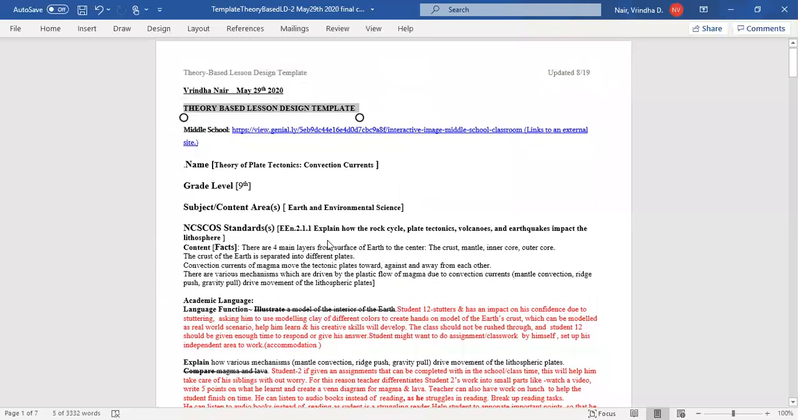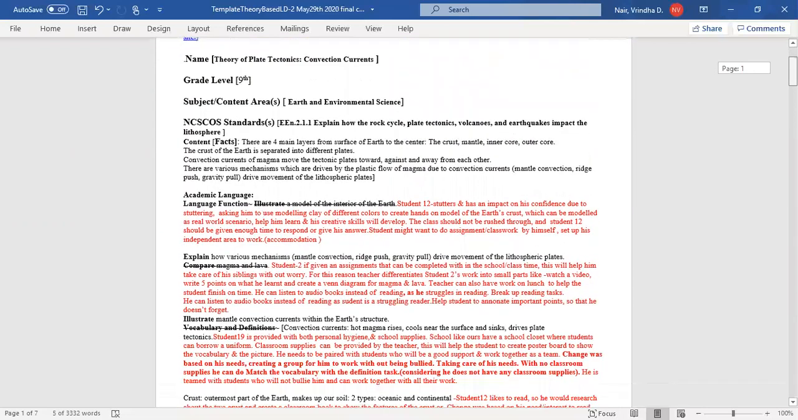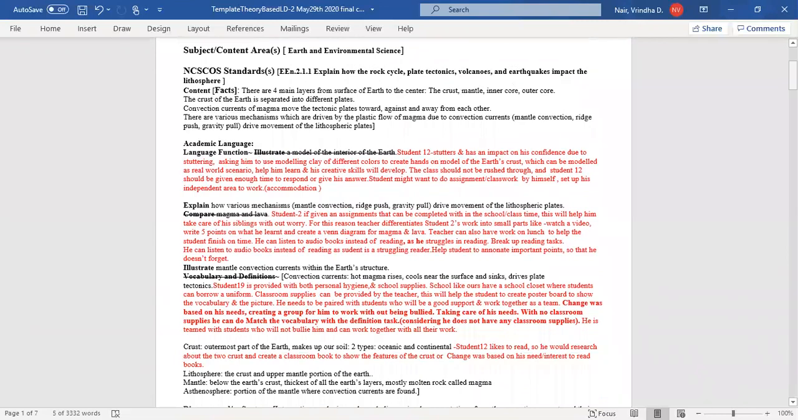So we talk about convection currents of magma moving the tectonic plates towards, against, and away from each other. There are various mechanisms which are driven by the plastic flow of magma due to convection currents, and that was the standard that we had to work on. Or for me, I had to work on it because I chose this.